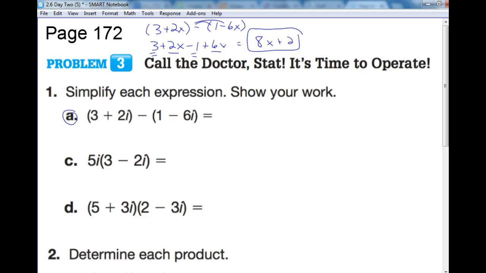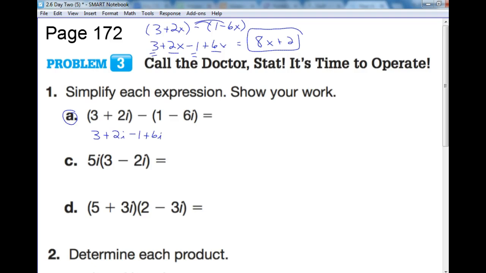Complex numbers, guess what? They kind of work the same way. I'm going to interpret this i like an x. It's not, it's the square root of -1, but I'm going to look at it like a variable. So I'm going to say 3 plus 2i minus 1 plus 6i.